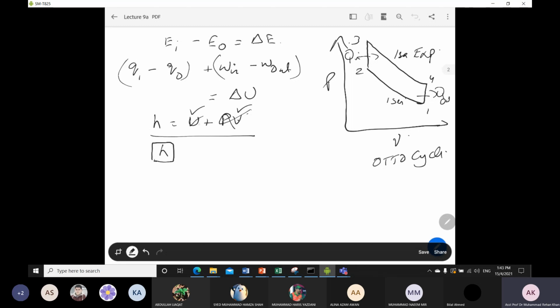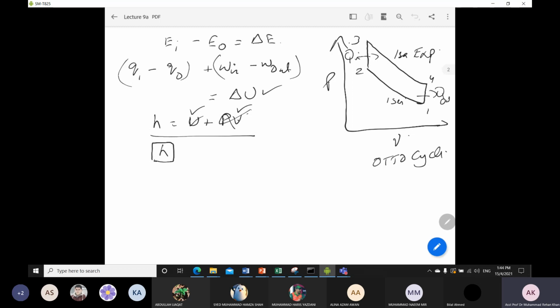Because here we are just working with air and producing expansion and compression processes, there will be no flow of air to other parts, like a compressor. So that's why we just represent it with the internal energy.